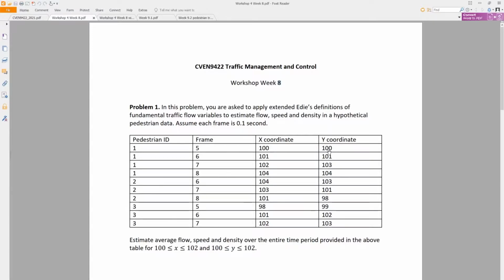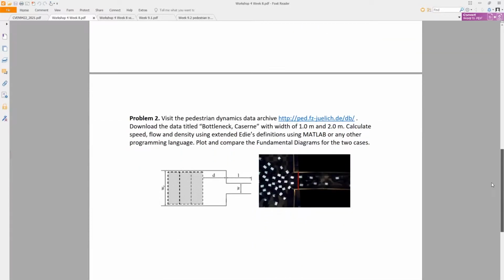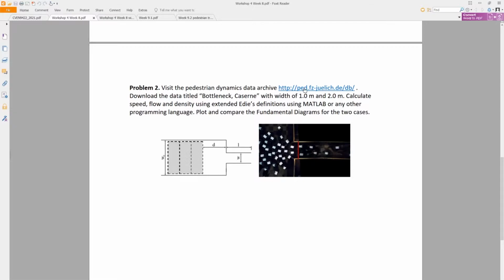It's actually week 9. In this week, we're going to be solving two problems regarding pedestrian flows. The first problem will be a simple problem with just 3 pedestrians. It will introduce you to pedestrian flows and make you more familiar with at least the definitions. The second problem will be using real data. If you go to this URL, this is the archive from the lab experiments from a few years ago.